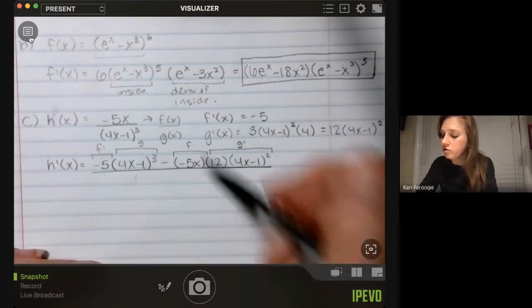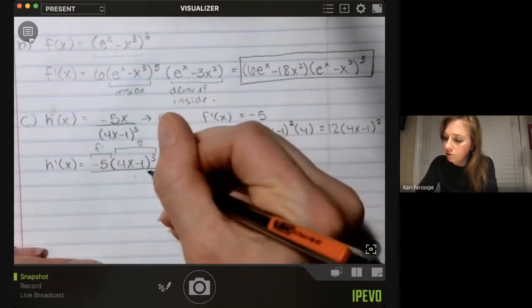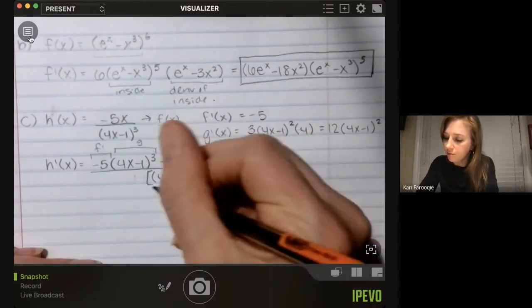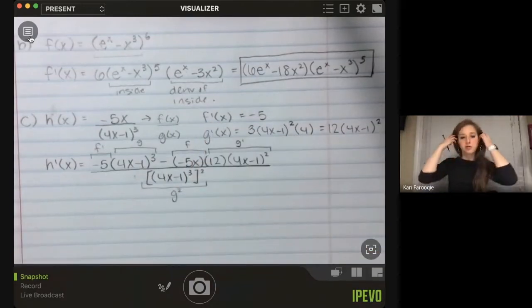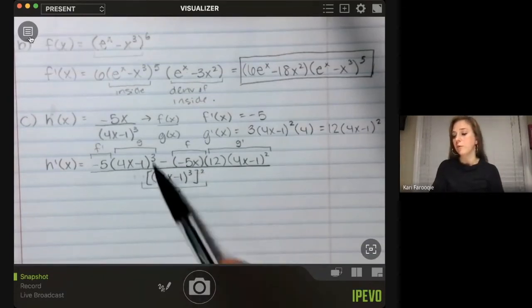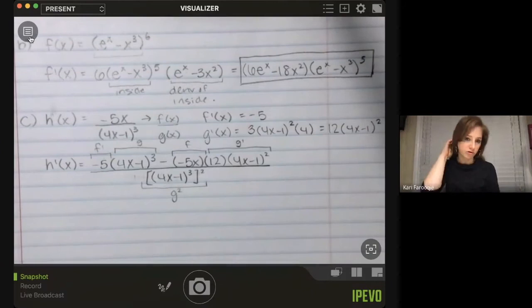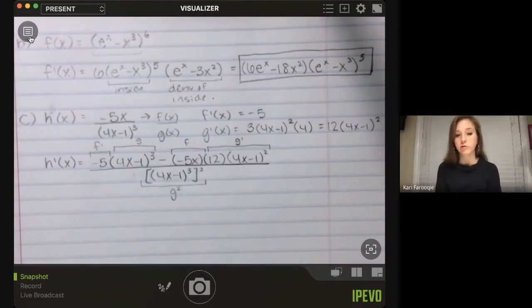All right, g squared is 4x minus 1 cubed, and then we'll square it. Okay, so there's your g squared. Now we have to simplify. But remember that I said you would probably get something to cancel? Well, that happens when you have the quotient rule and you use the chain rule. So we'll simplify this down a little bit and then we'll cancel, because you can see that in each one of these terms, you have a common factor of 4x minus 1.